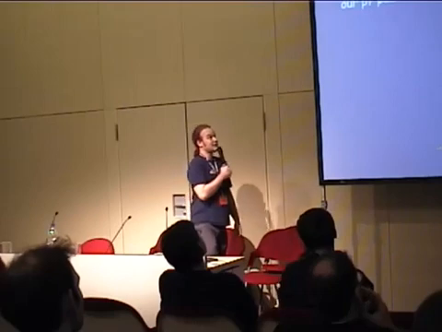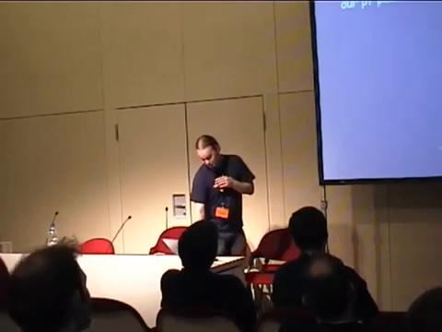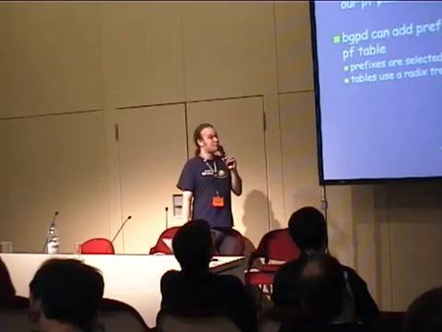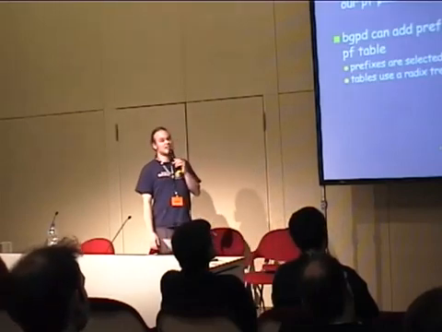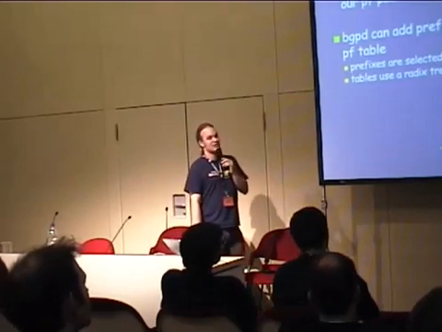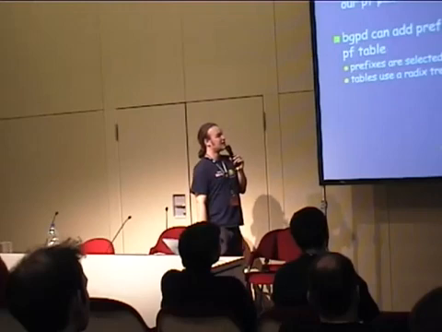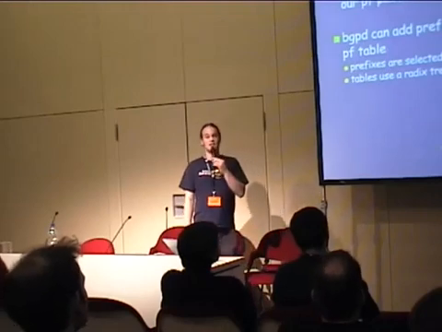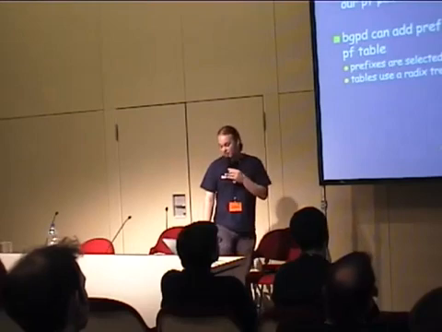Integrating BGPD with our packet filter, PF. The BGP protocol is used to exchange routing information, but it's also a very efficient way to exchange lists of networks or IP addresses. And thus it's very interesting to integrate BGPD with our packet filter. So we did. BGPD can add prefixes, networks, IP addresses it learned from neighbors into a PF table. The prefixes are selected using the filter language, and tables internally use a radix tree. It's really fast, even with a lot of entries.